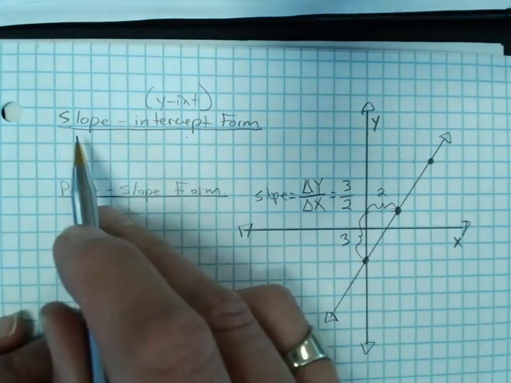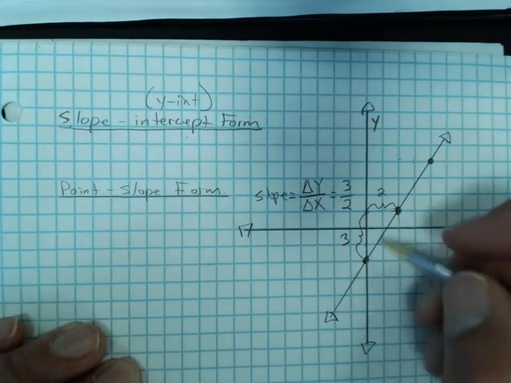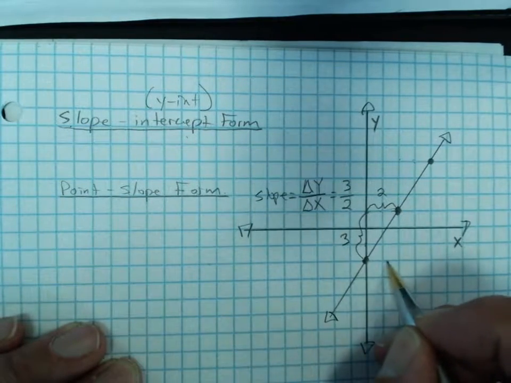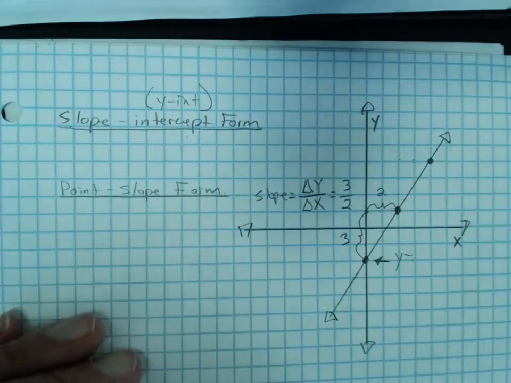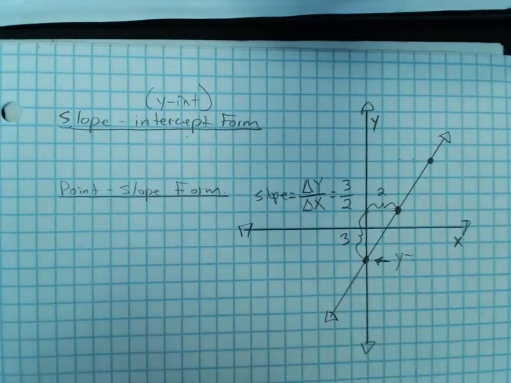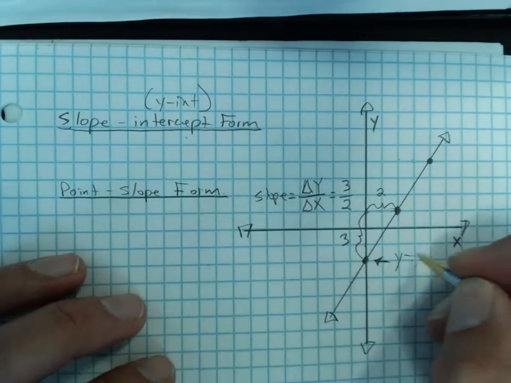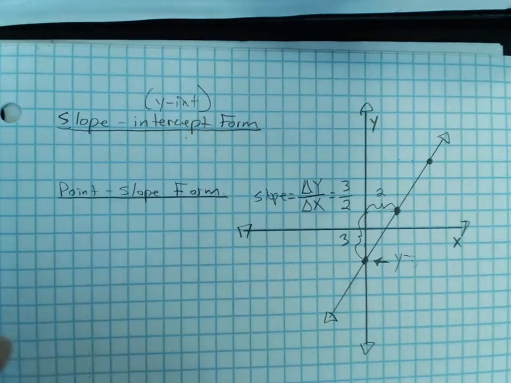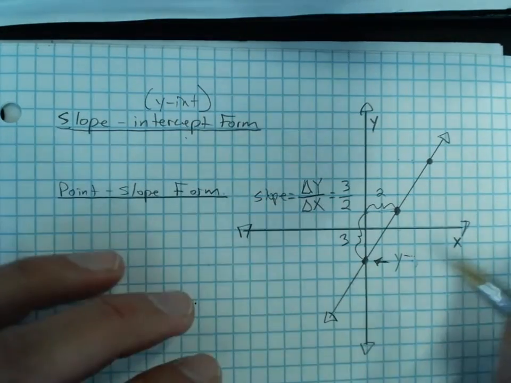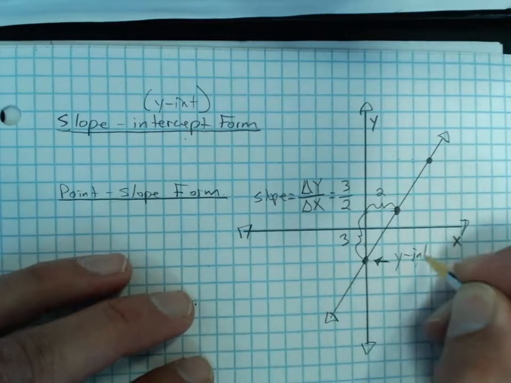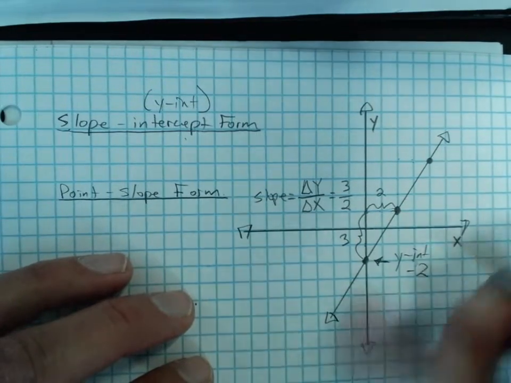All right, so now I have the slope, and now I need the intercept. The intercept we already talked about is right here. This right here is the y-intercept, which is going to be at -2.